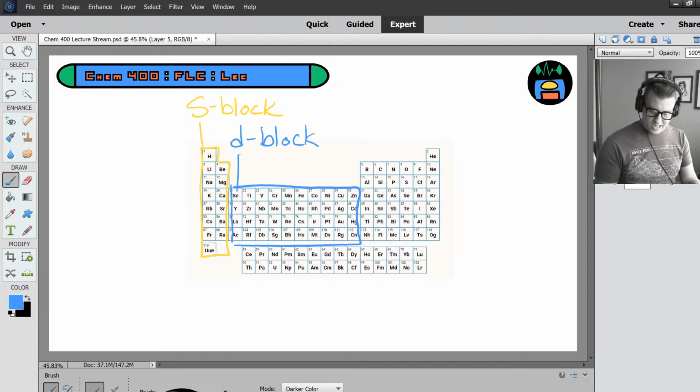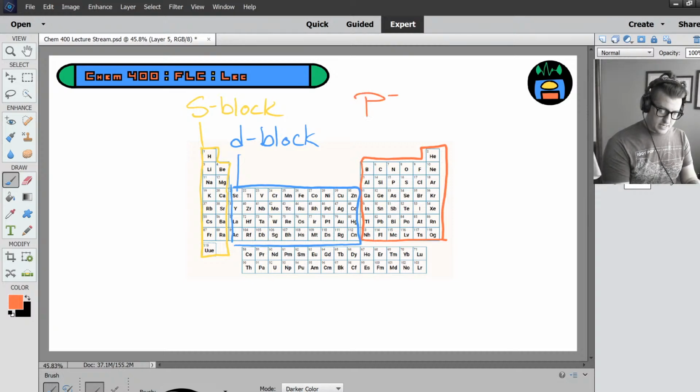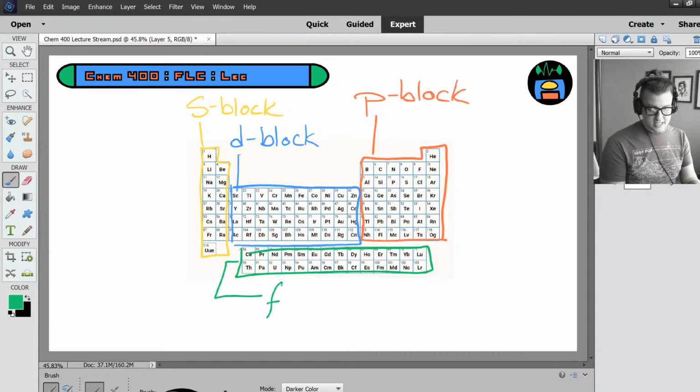All right. The other side of the main group, these guys over here, this is known as the P block. And finally underneath, these are the lanthanides and actinides together form the F block.